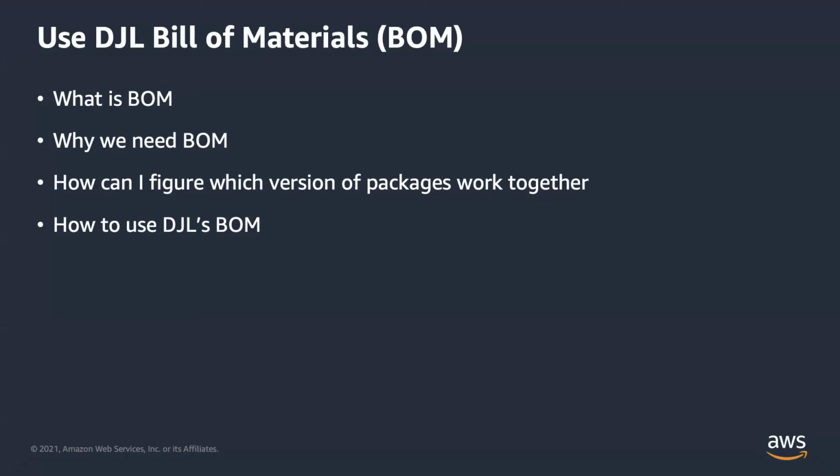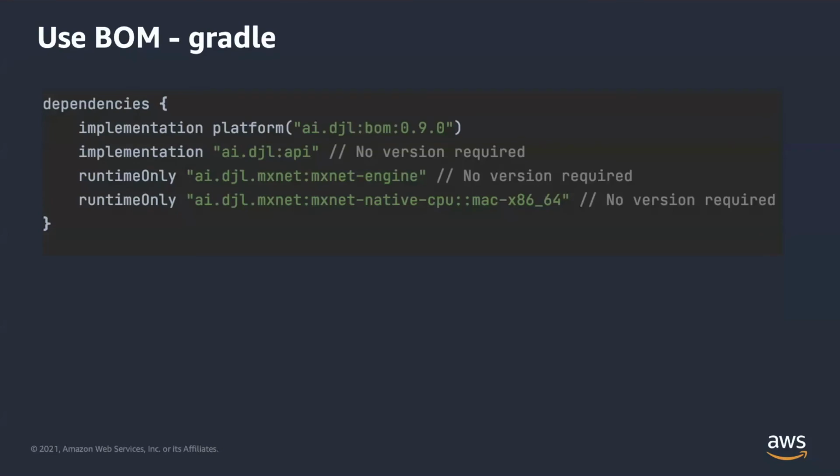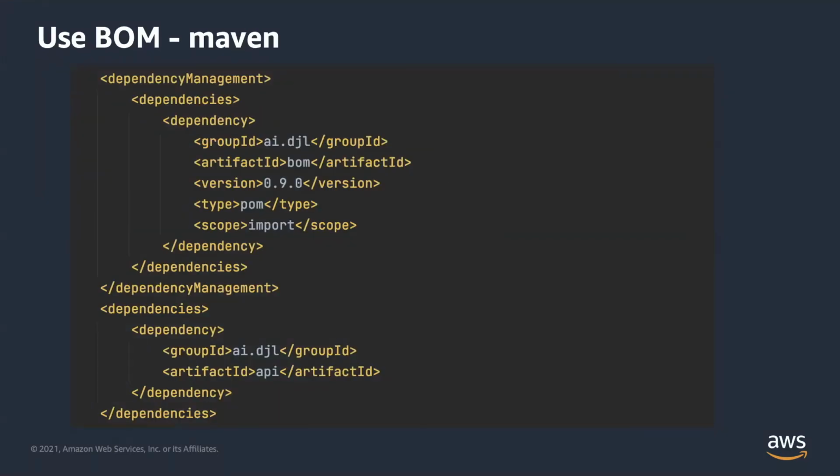Now let's take a look at how we can use DJL's BOM. Using BOM in Gradle is pretty simple. What you need to do is add the DJL BOM package as a dependency, and make sure you add the platform modifier to it. Once you add the DJL BOM to the dependencies, for the rest of the DJL packages, you don't need to specify the version. Using BOM in Maven is also simple. What you need to do is declare a dependency management section. Make sure you add type and scope properly. Once you declare the dependency management section, you don't need to add versions to DJL packages anymore.